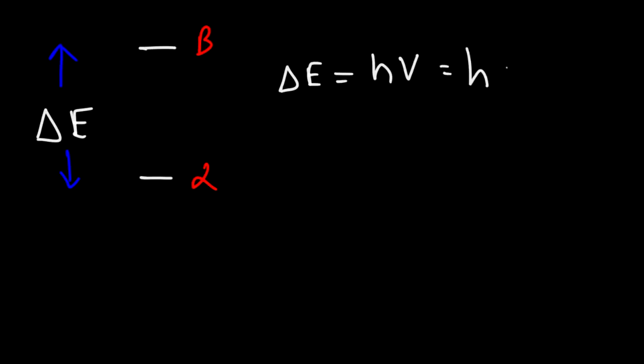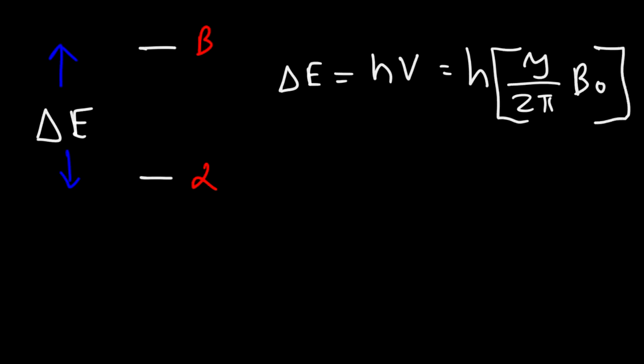Now, the frequency that we need is going to be equal to the gyromagnetic ratio divided by 2 pi times the strength of the applied magnetic field. And so you can see that delta E, the energy difference between the two states, is proportional to the applied magnetic field. Now you might be wondering, what is gamma in this particular equation? So this represents the gyromagnetic ratio of the nucleus that you're dealing with.